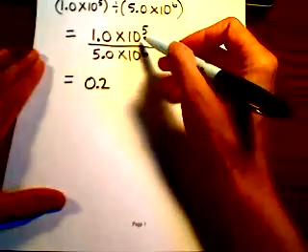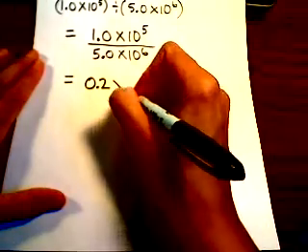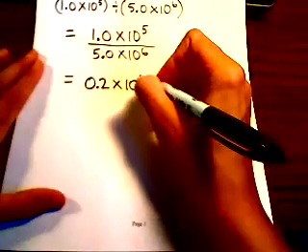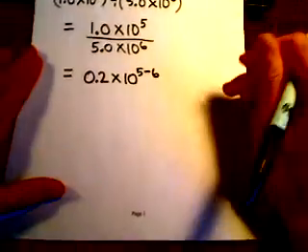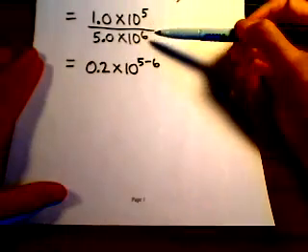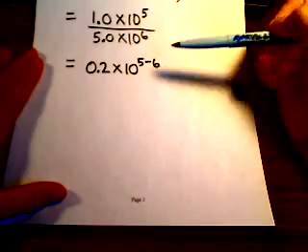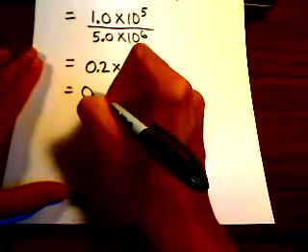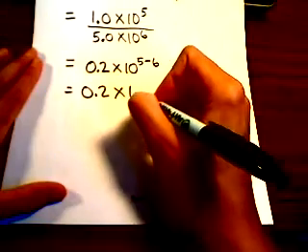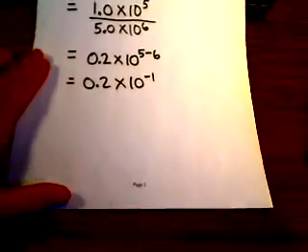Okay, and then if we use the quotient rule here, the quotient rule says that if we have the same base, then we can subtract the denominator from the numerator. So it would be 10 to the 5 minus 6. Okay, so this is actually 0.2 times 10 to the negative 1.